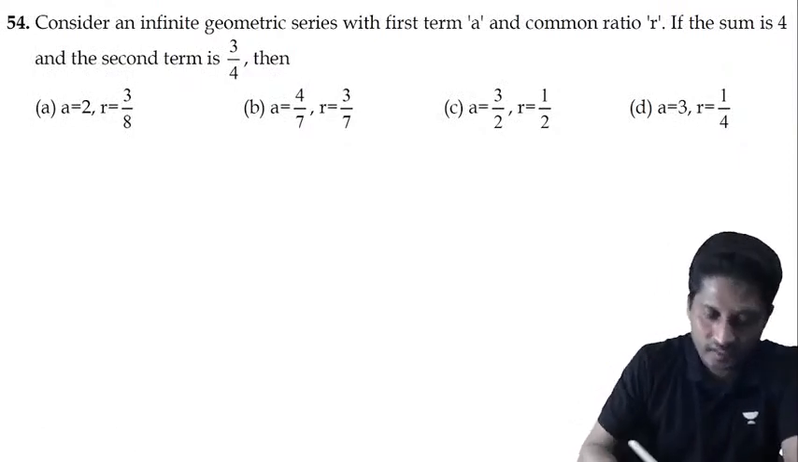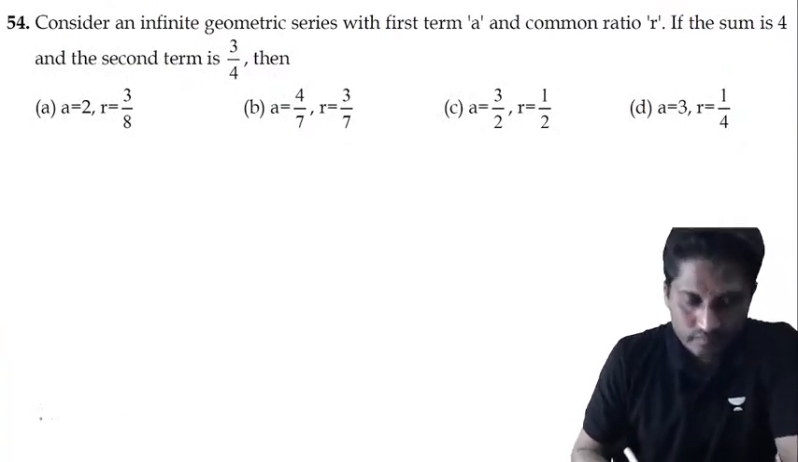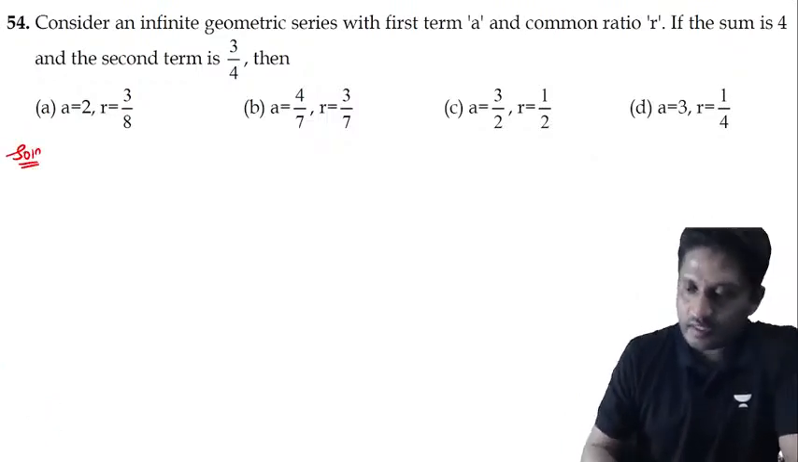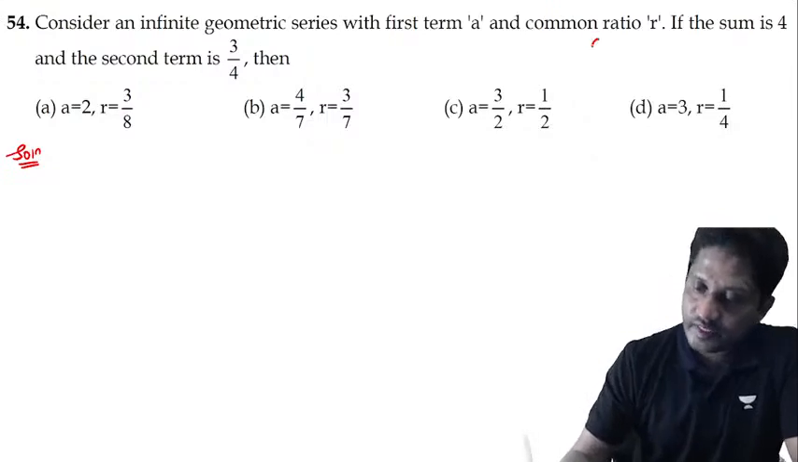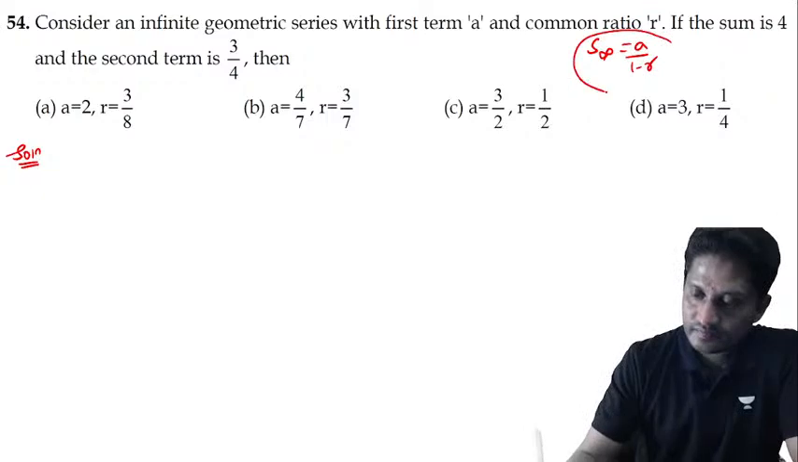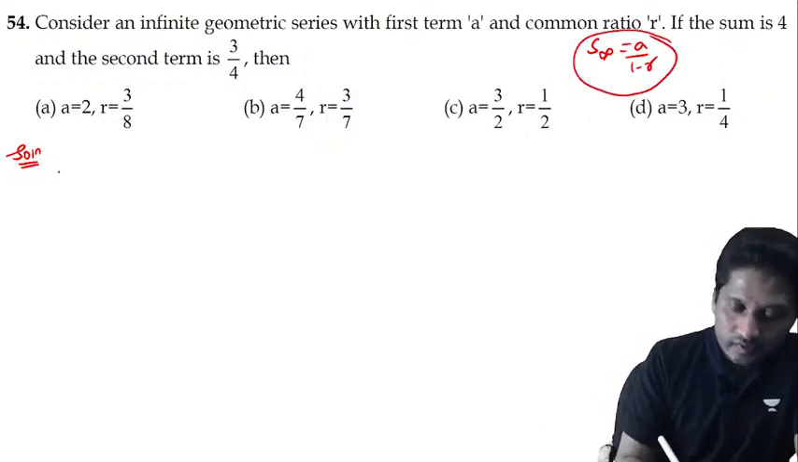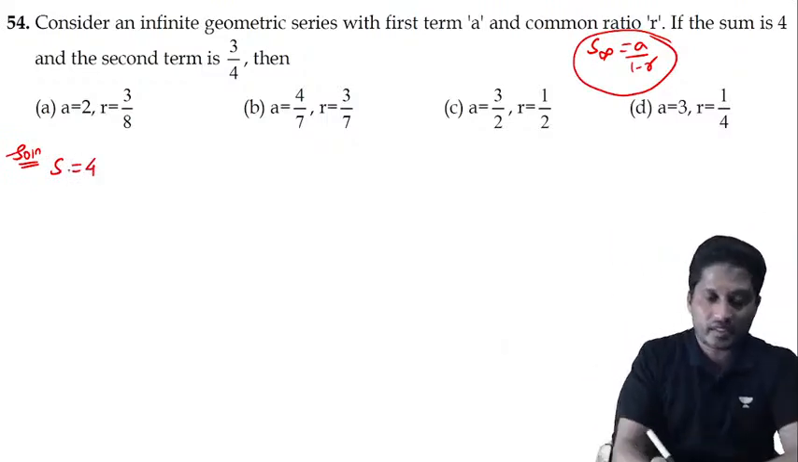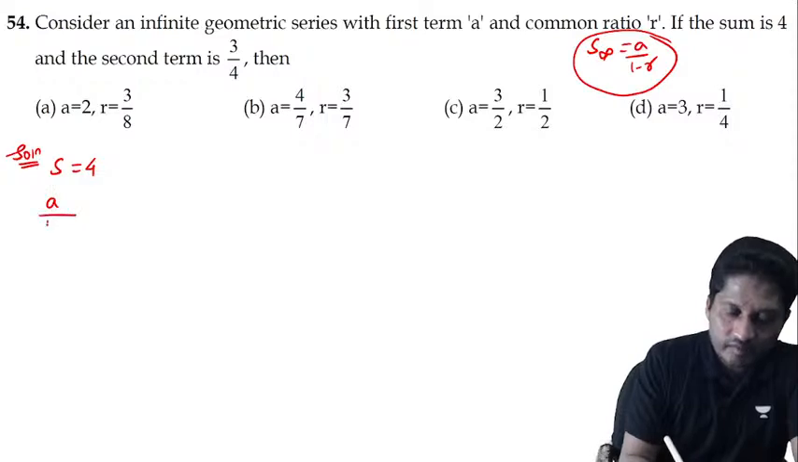Consider an infinite series with first term 1 and common ratio R. If the sum is 4. Infinite series S infinity is equal to A divided by 1 minus R. Alright, so sum is equal to 4 given. S infinity is A by 1 minus R. So this is A divided by 1 minus R is equal to 4.